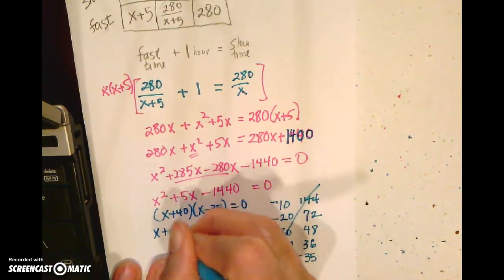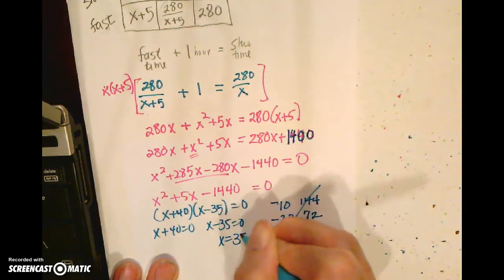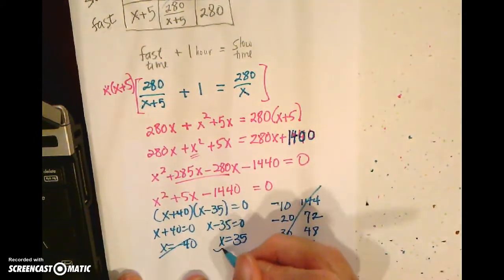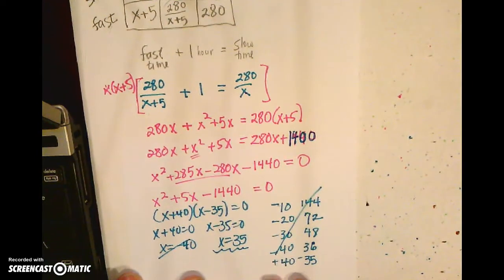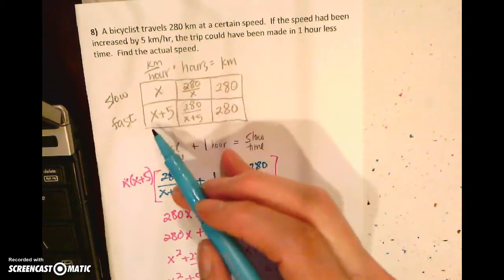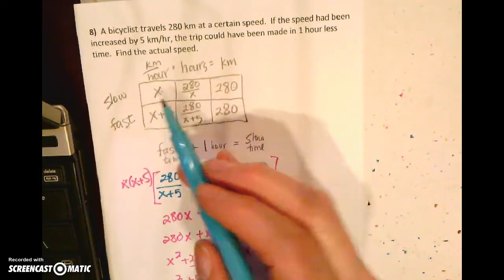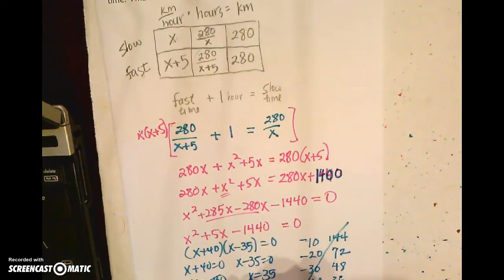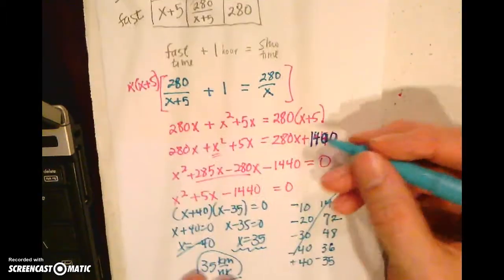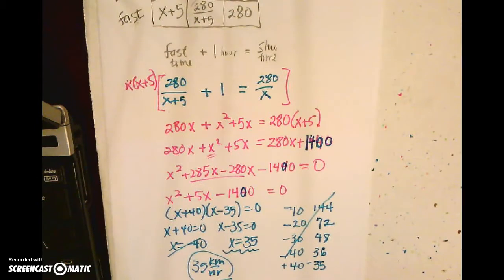So I get x plus 40 is 0, x minus 35 is 0, so x is 35, x is negative 40, can't be negative, so our answer that we're going to come up with is 35. So he drove at a slow speed of 35 and a faster speed of 40. So his actual speed that we're looking for is the 35 kilometers per hour. All right, so let me fix the rest of this. This should be 1,400, and that should be 1,400. The end.